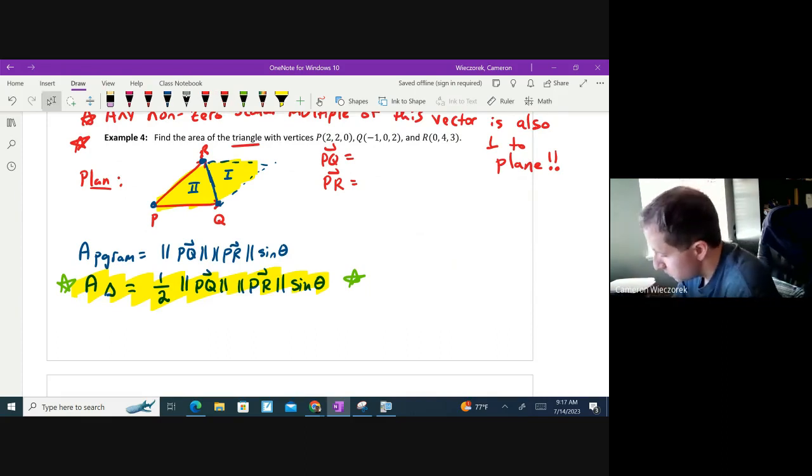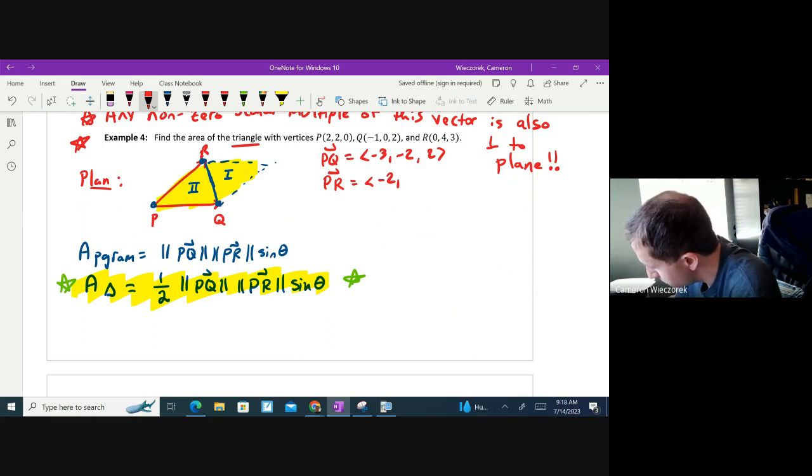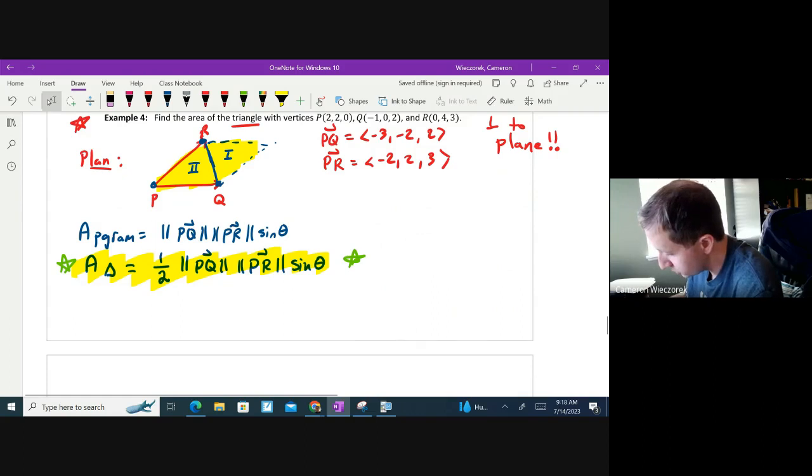Okay, let's get some vectors. PQ: -1 minus 2 would be -3, 0 minus 2, -2, 2 minus 0, 2. PR: 0 minus 2, -2, 4 minus 2, 2, 3 minus 0, 3. If you want to pause me and try this yourself, go for it. I'm just going to keep running through it, but feel free to try it on your own to do a quick little check-in for yourself.